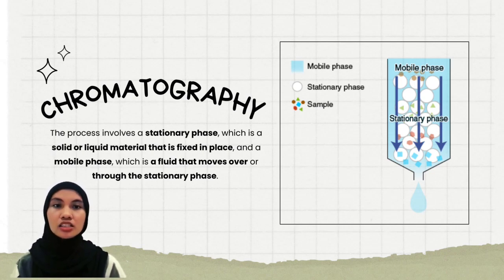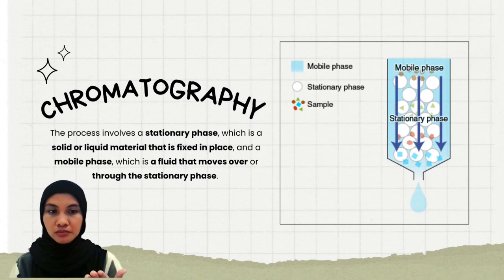As the mobile phase moves, the components of the mixture react differently with the stationary phase and the mobile phase, depending on their respective affinities for each other.